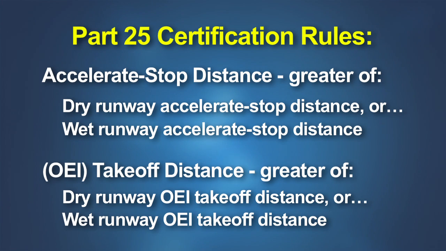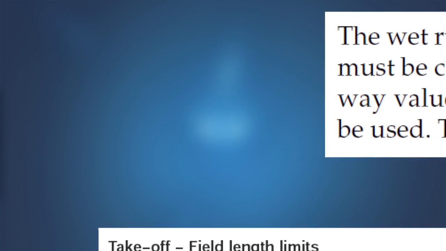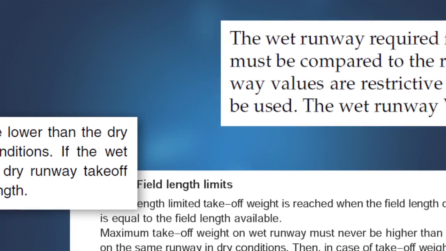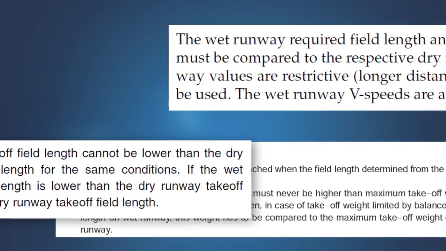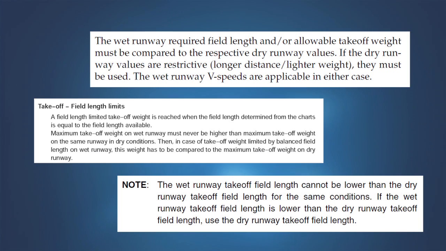These rules specify that the accelerate stop distance and the one-engine-inoperative takeoff distance must be the greater of either the dry runway or wet runway distances. This requirement is reflected in the instructions furnished in most FAA-approved airplane flight manuals, where wet runway takeoff performance data is furnished. Users are advised to check the distances required or takeoff weight limits determined on a wet runway against those for a dry runway condition and to use the most restrictive distance or weight limit.